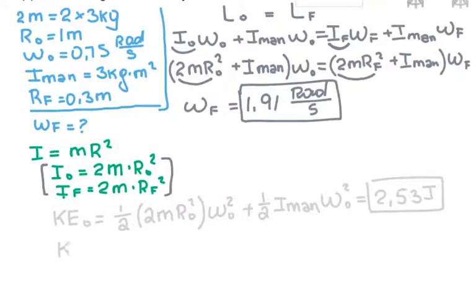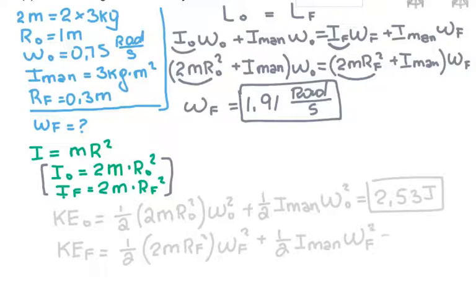For kinetic energy final, I have 1/2 inertia for the masses when they are closer to the center, which is 2m, and r final squared, times angular velocity squared, plus 1/2 inertia of the man, which doesn't change, and then we have final angular velocity squared, which gives me 6.4 joules.